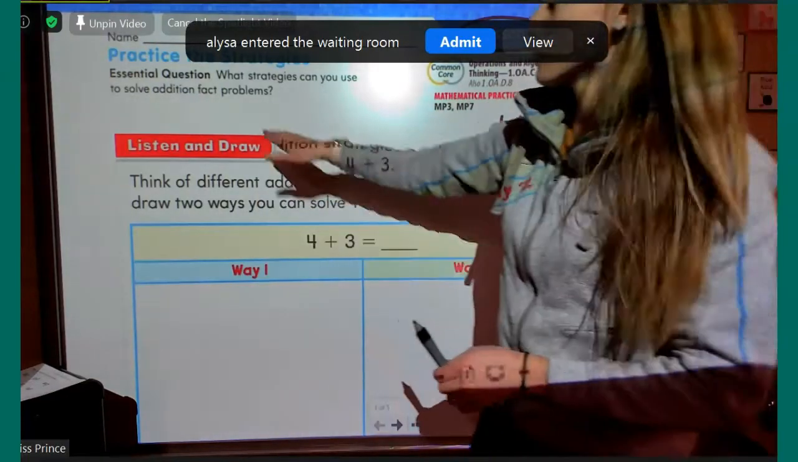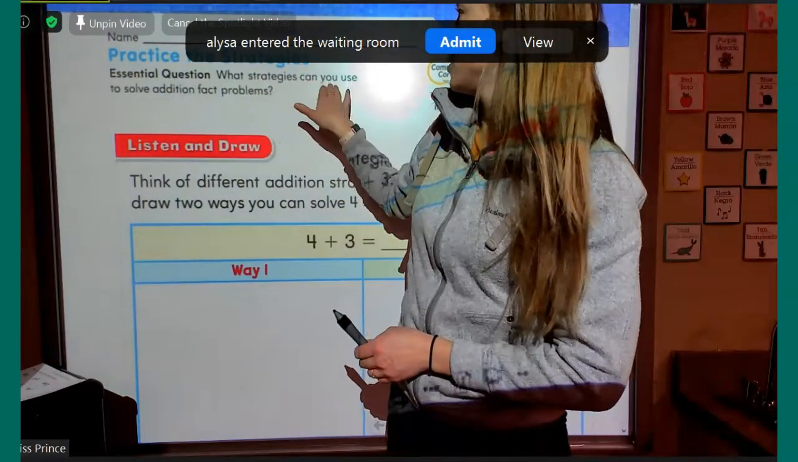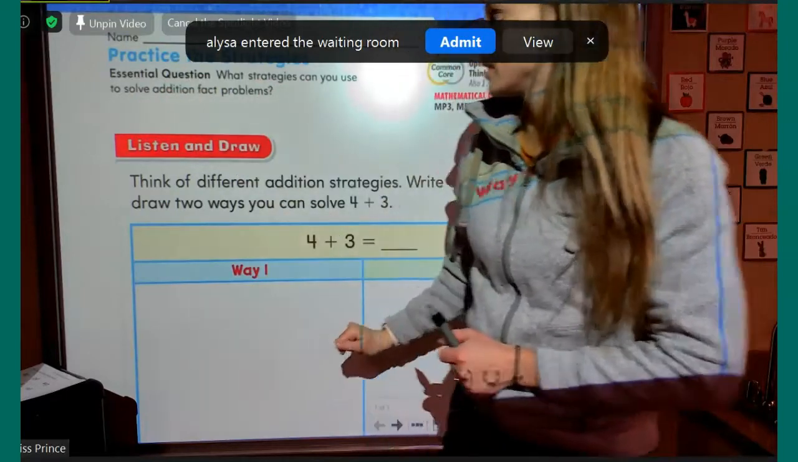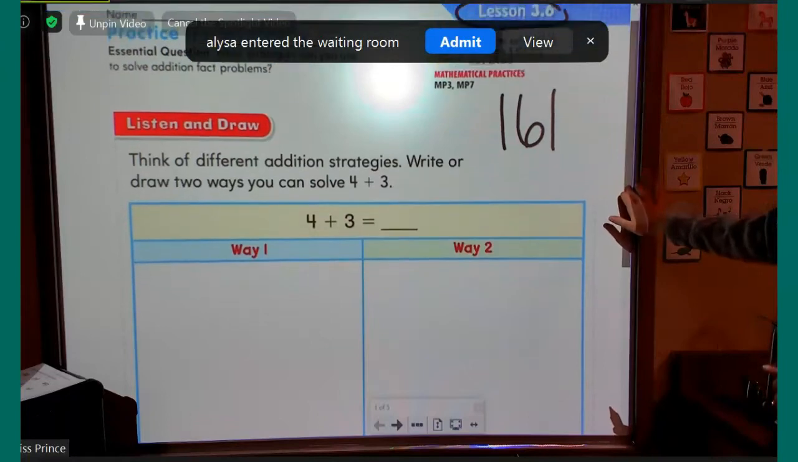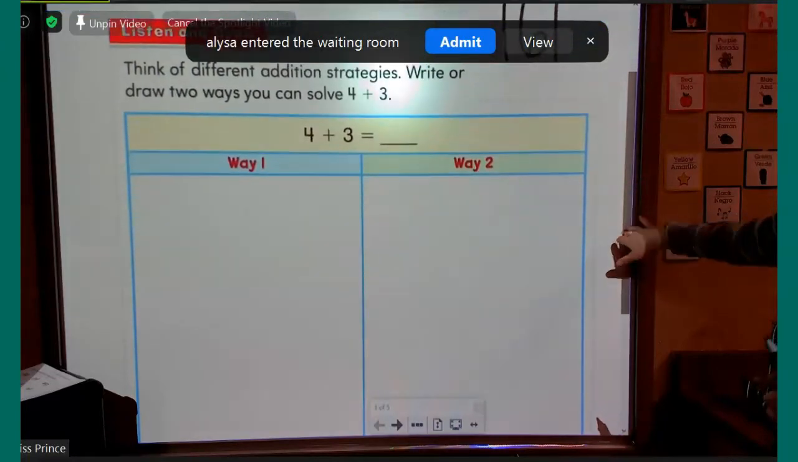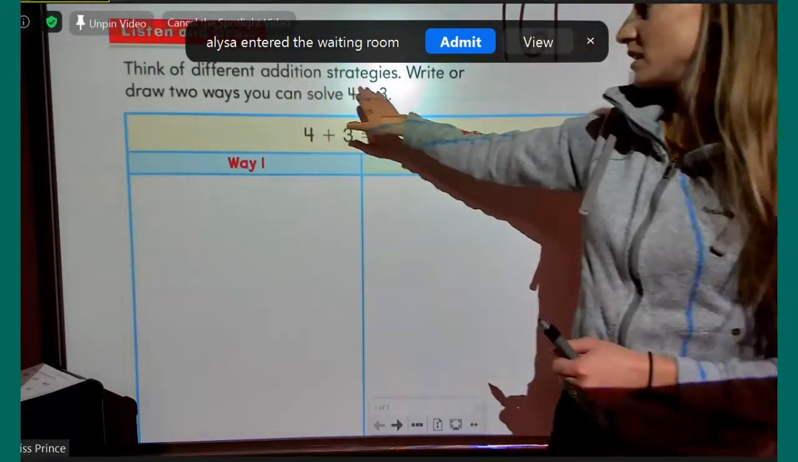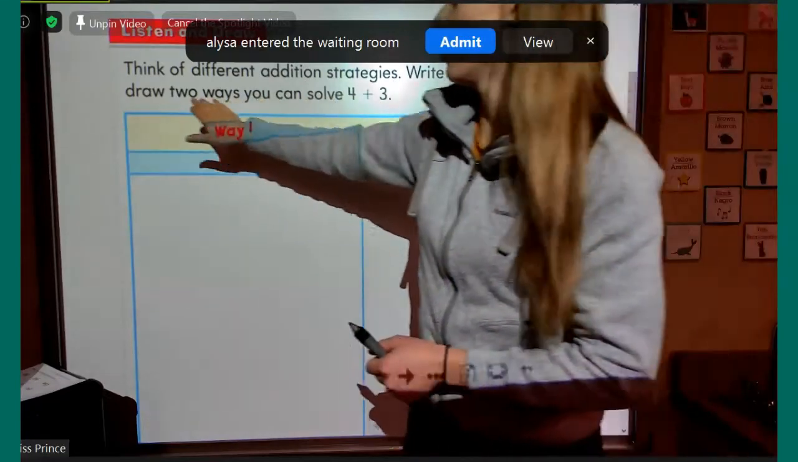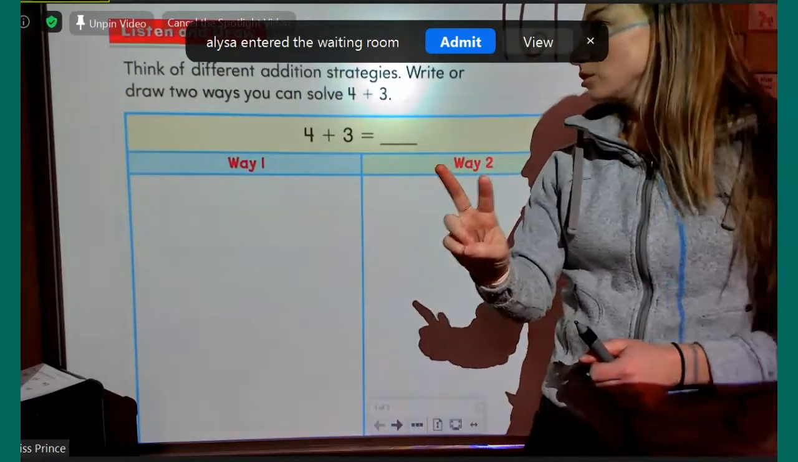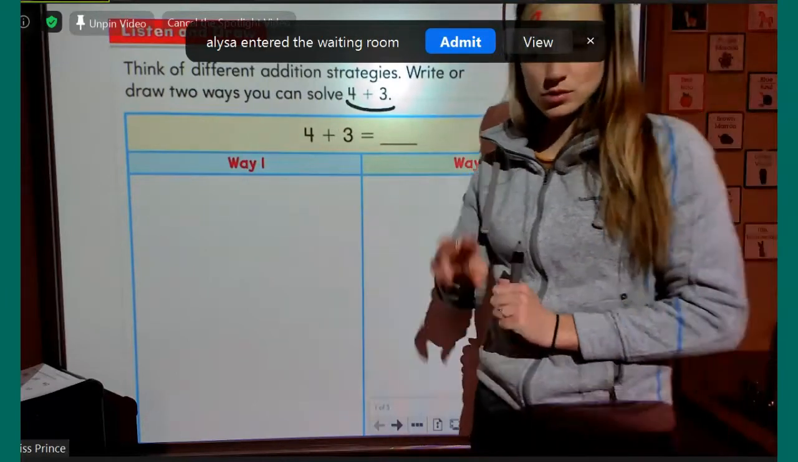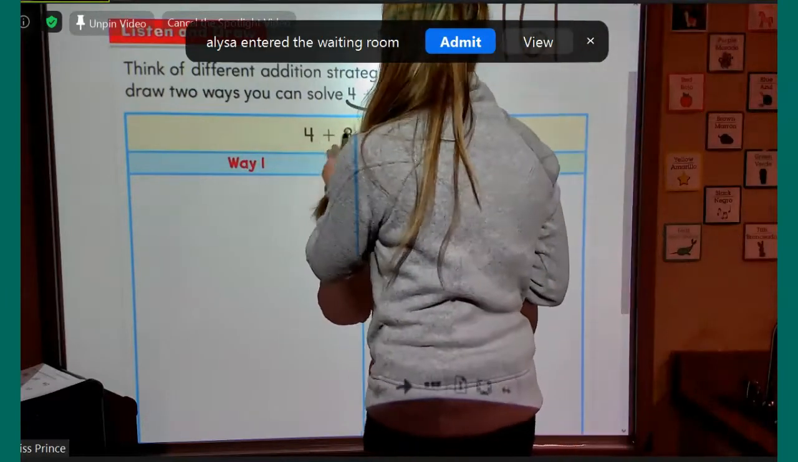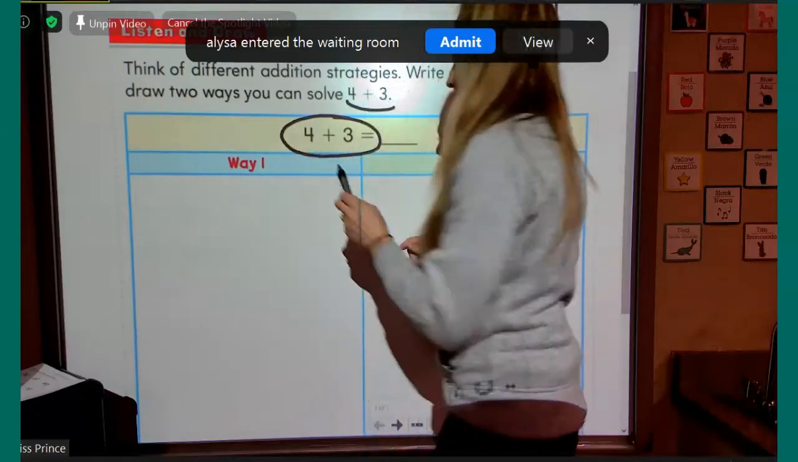All right, so our question is, what strategies can you use to solve addition fact problems? And our first question says, think of different addition strategies. Write or draw 2 ways you can solve 4 plus 3. So think about 2 different ways that you can solve this problem right here.